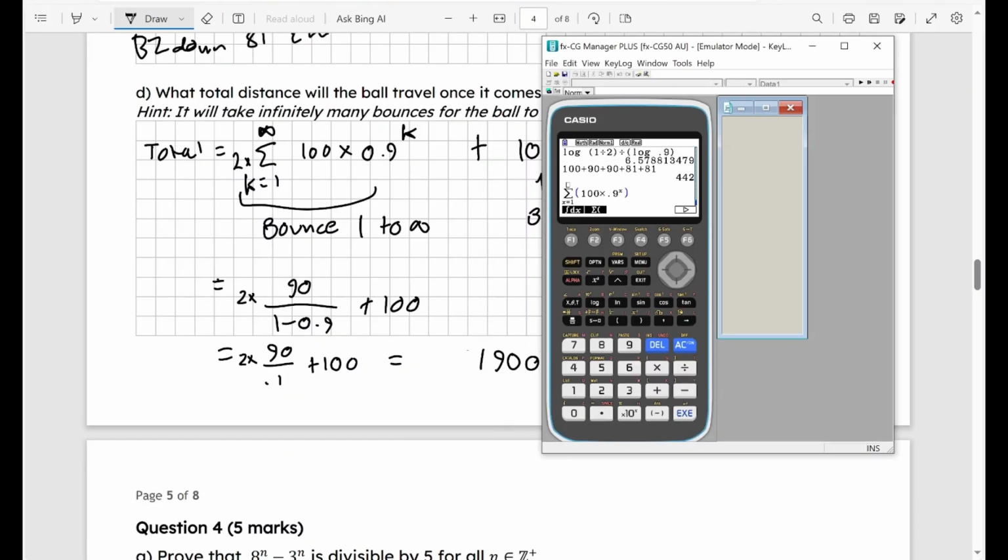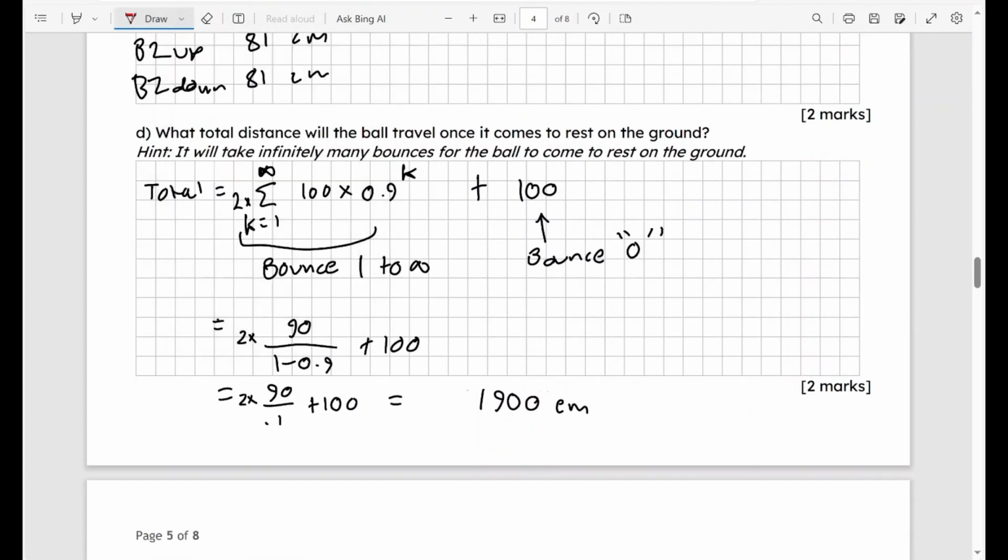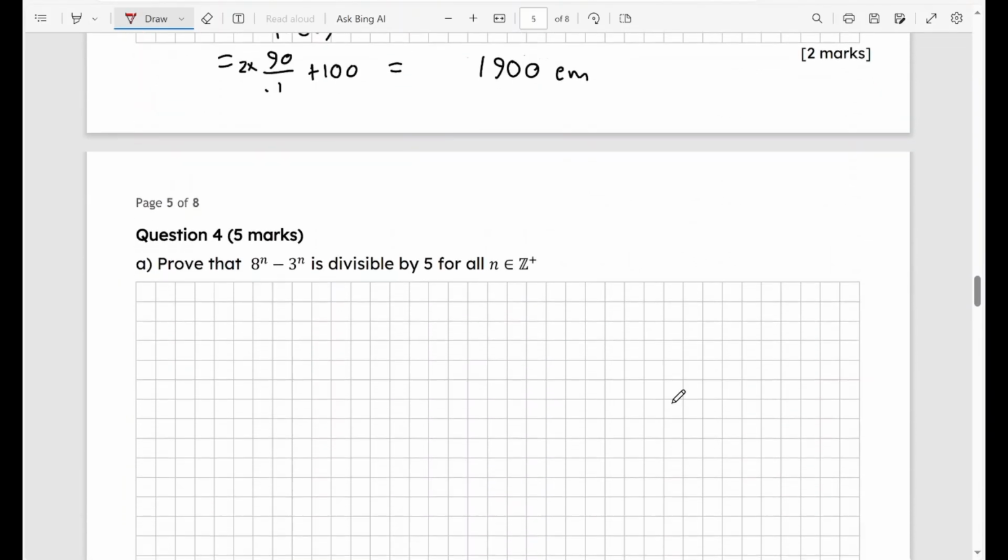Let's just check that. x equals 1 to 100. So you get that, double it, and then add 100. Yeah, there you go. So the reason you double it is because that bit gives you up plus down, essentially. So 1900 centimeters. All right.